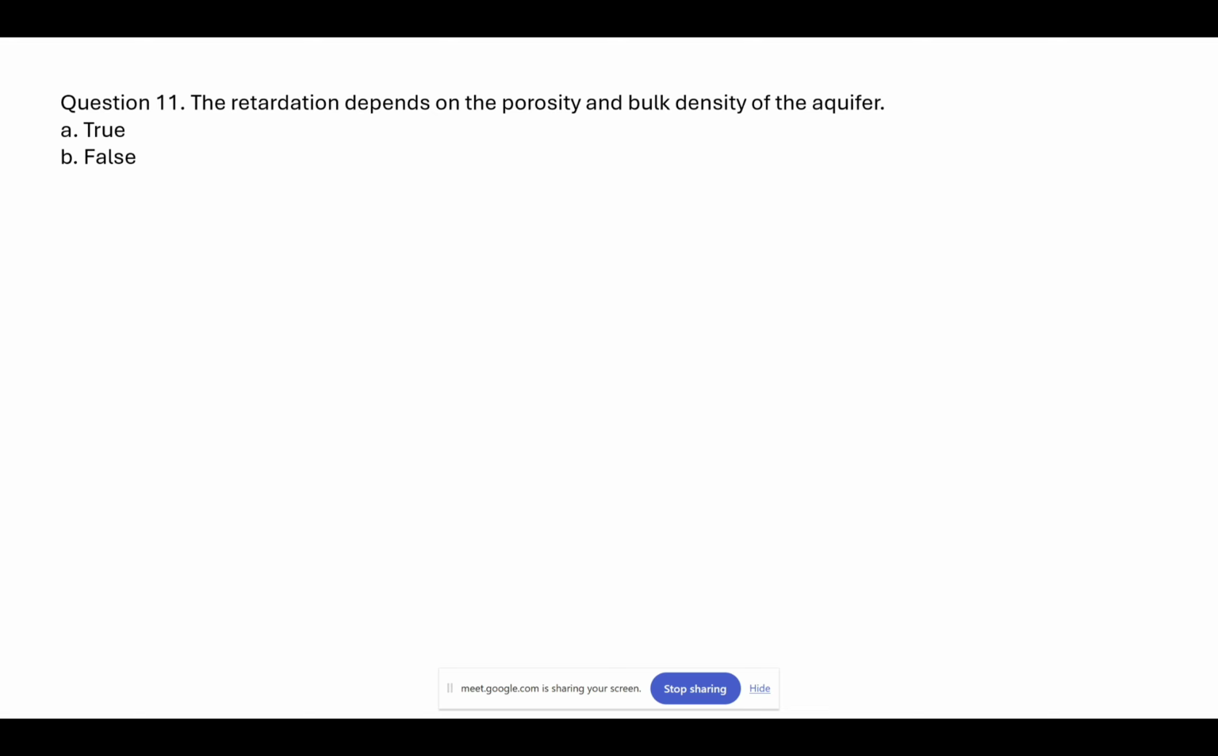So the retardation factor depends on porosity and bulk density. So this statement is correct. We can also see from the formula for retardation factor, which is 1 plus Kb into rho b by epsilon, which is the porosity. So this is the porosity and this is the bulk density. So retardation factors do depend on these two. So A is the correct answer.